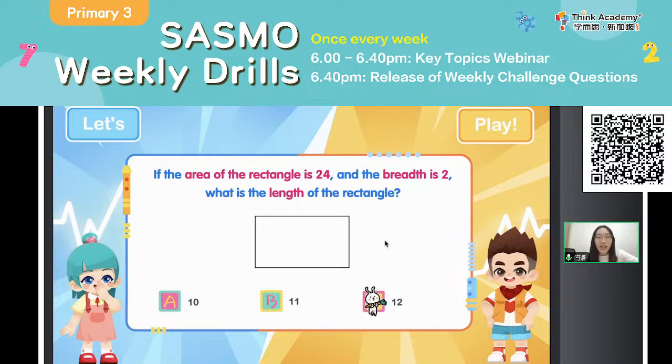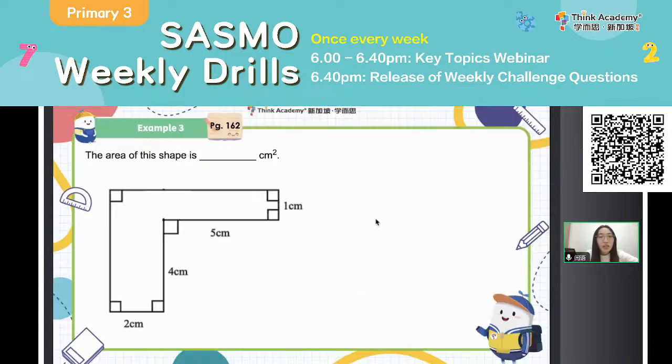Excellent, okay? So that is 24 divided by 2, then you can get 12, okay? So this is about the area and the perimeter, okay? Do remember that actually there are different concepts. Okay, so following this, let's move on to example 3.